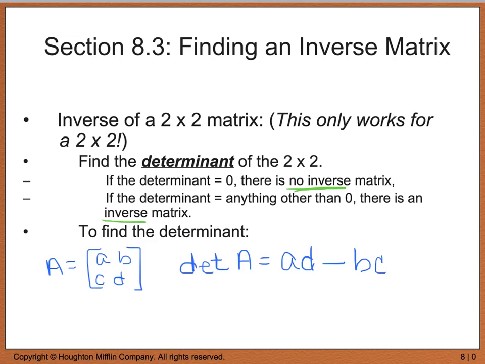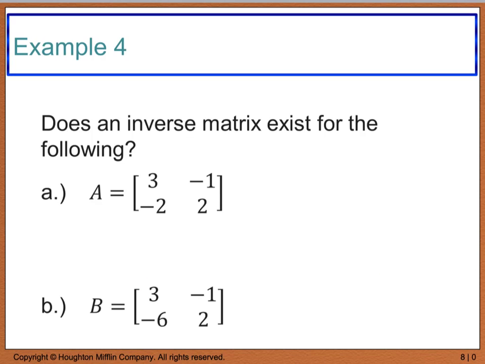So example 4 says, does an inverse matrix exist for the following? Now for A, we're going to look at the first diagonal, which is 3 times 2. So I have 6 minus, and I'm going to look at the opposing diagonal, which is negative 2 times negative 1, or 2. And this is going to give me 4. And because I got an answer other than 0, that means yes, A inverse exists.